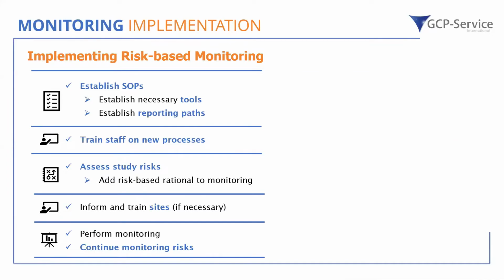So now that we have discussed the different components of risk-based monitoring, how do we implement it? Of course, you need to start by having processes in place, and you need to have the necessary tools in place, and you need to have the necessary reporting paths in place to establish it. That's of course clear, and of course the staff needs to be trained on the new processes.